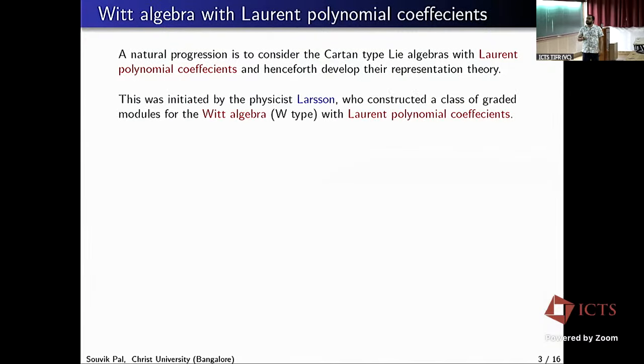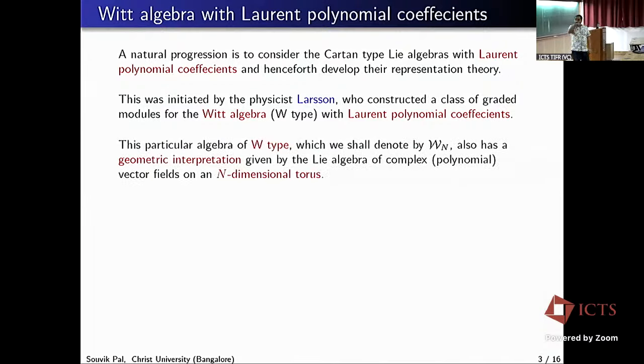This was first done from the physics side by Larsen, who came from a conformal field theory background, and he constructed a reasonably big class of graded representations for the W type Lie algebras with Laurent polynomial coefficients. This W type Lie algebra also has a nice geometric interpretation. It can be realized as the Lie algebra of complex polynomial vector fields on an n-dimensional torus.